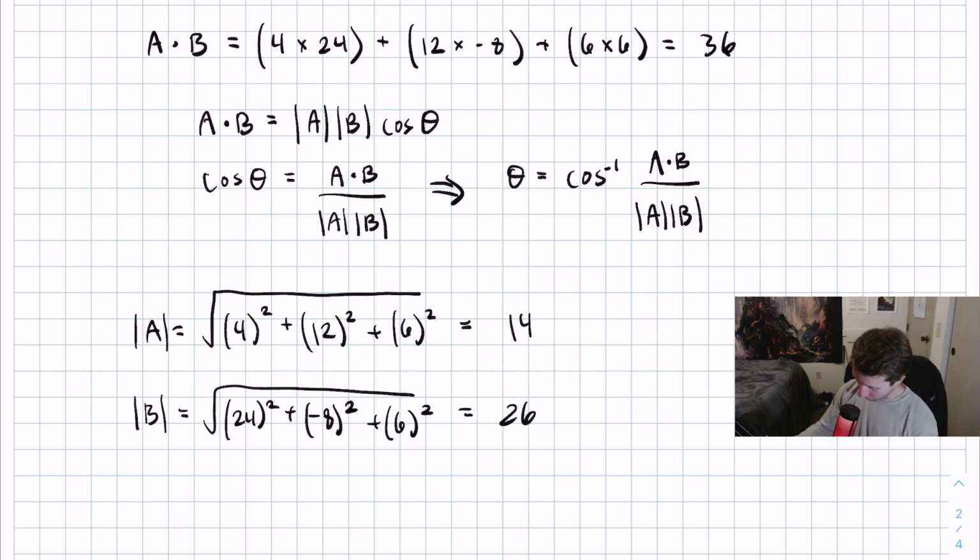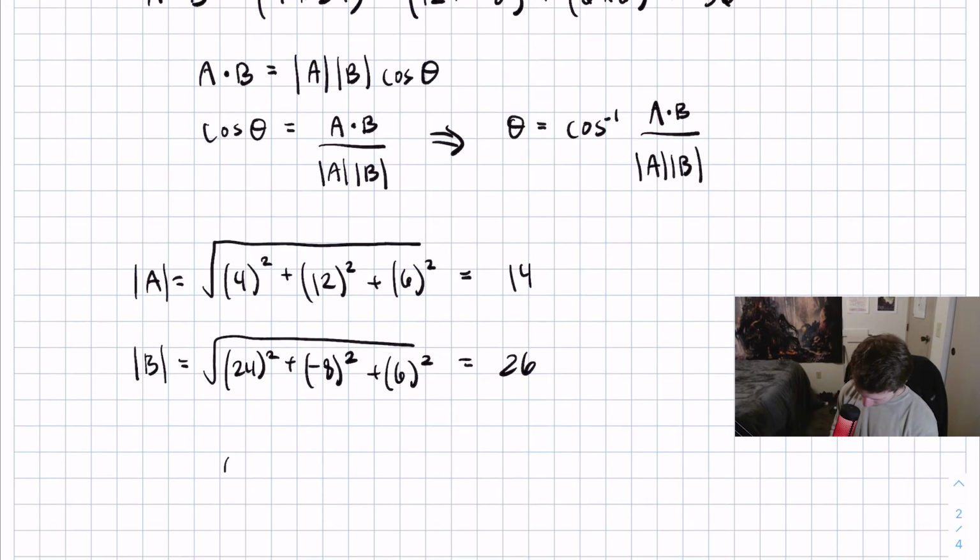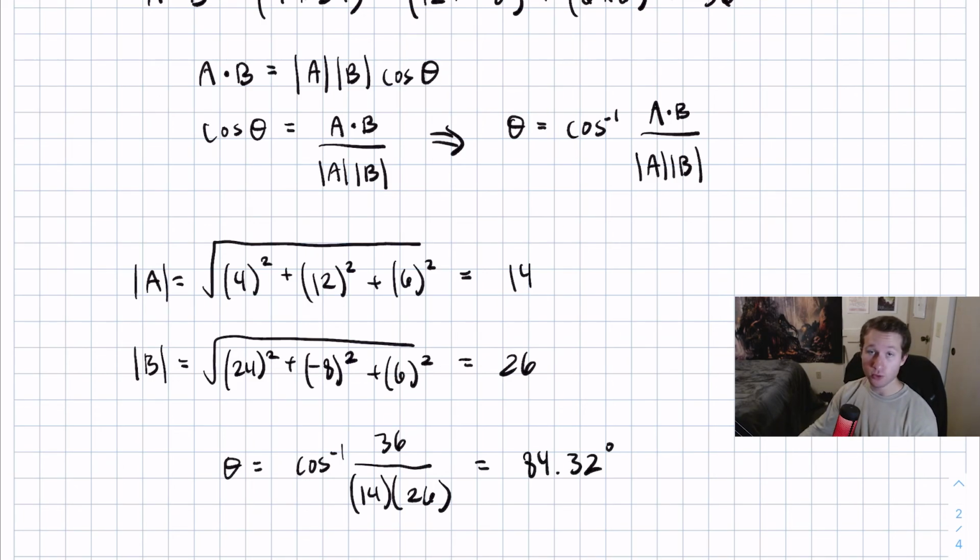So now that we have everything, let's just plug it into the equation. So theta is equal to inverse cosine, and we found the dot product, which is 36, over these magnitudes, which will give us 14 times 26. And that'll give us a nice theta of 84.32 degrees. Alright, so that'll do it for this part.